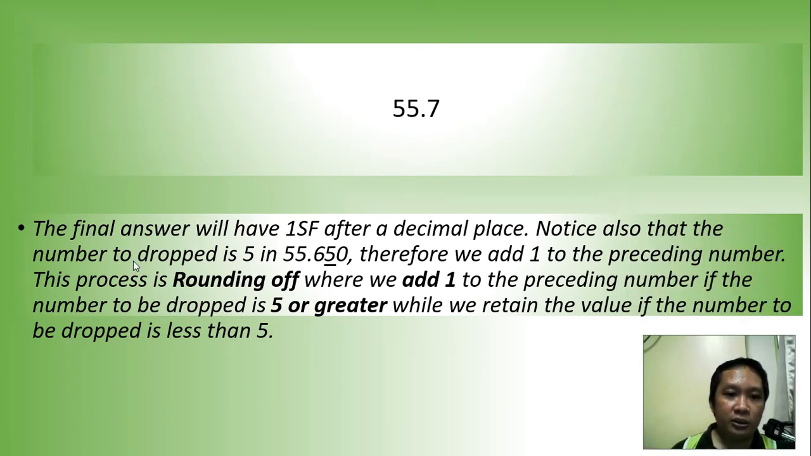So if there is only one significant figure after the decimal place, similar to the given, notice also that the number to be dropped in the example once again is 5. We have a rule, and you can confirm that using your Microsoft Excel or any calculator, that once we drop a number which is 5 or greater, it indicates that we will add 1 to the preceding number, and this process is what we call rounding off. So we drop 5 and add 1, so we have 55.7. That's how we determine the number of significant figures and express our final answer.